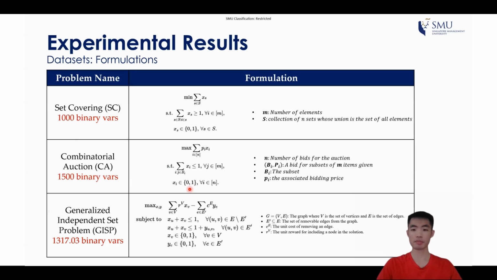Now I'll be covering our experimental results. We performed our experiments on the following datasets: the set covering problem, the combinatorial auction problem, and the generalized independent set problem. The formal problem formulation is as shown on the right for each of these problems. We use Gurobi as our baseline optimizer, running each instance with a hard time limit of 300 seconds.